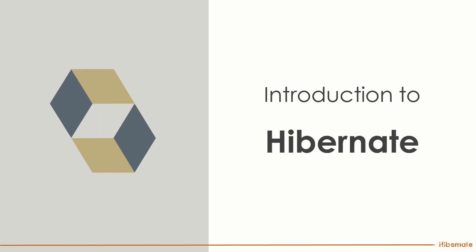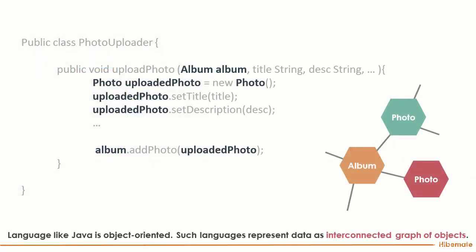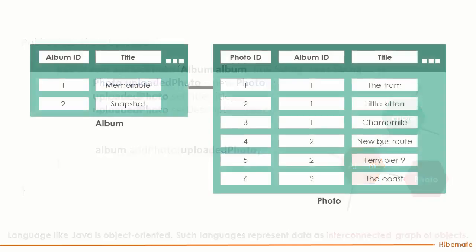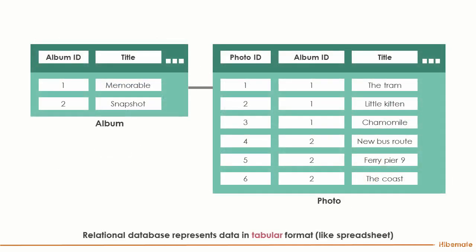First of all, we will introduce what Hibernate is. Hibernate is an object-oriented framework designed for Java. Java is an object-oriented language. The nature of object orientation is that objects are interconnected with different objects. If you look at the database side, the database is more of a tabular form, with relationships to other data sets, which are also in tabular format.